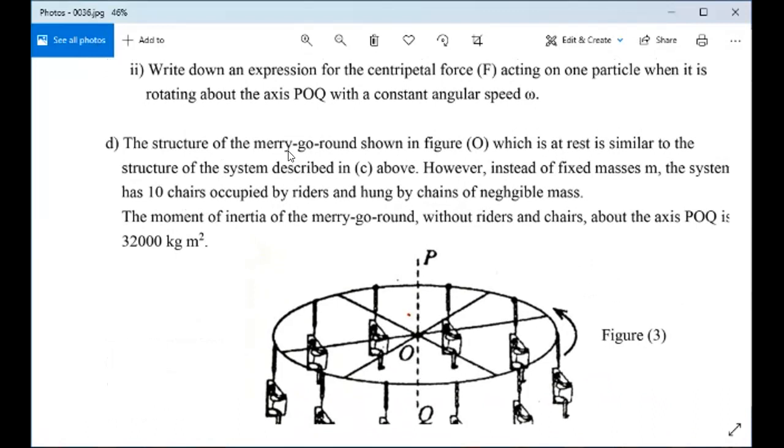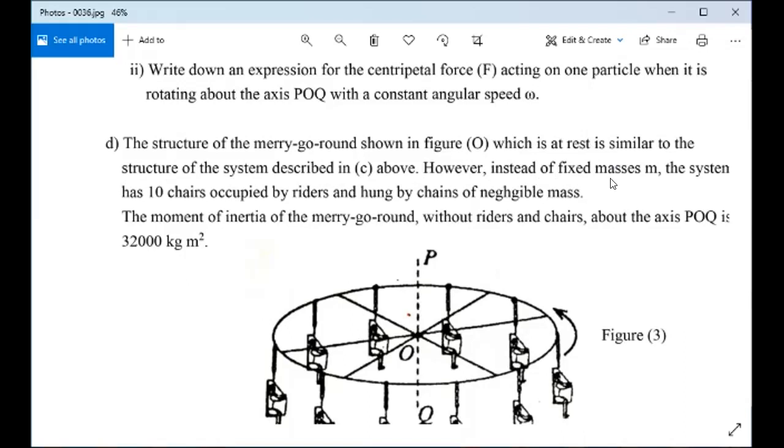The structure of the merry-go-round shown in figure 3, not figure O, figure 3. This one, this is the merry-go-round, which is at rest, is similar to the structure of the system described above.